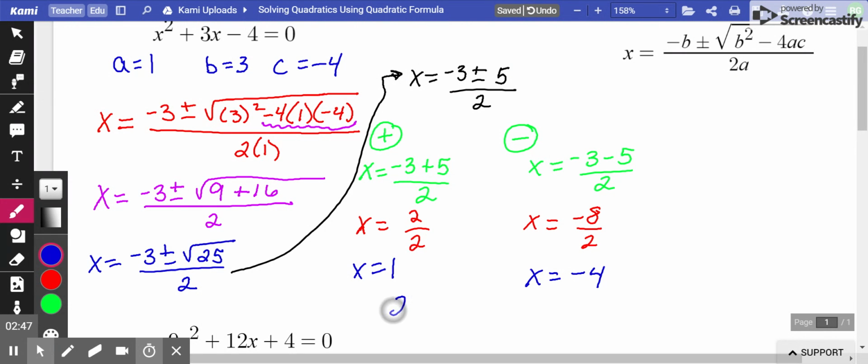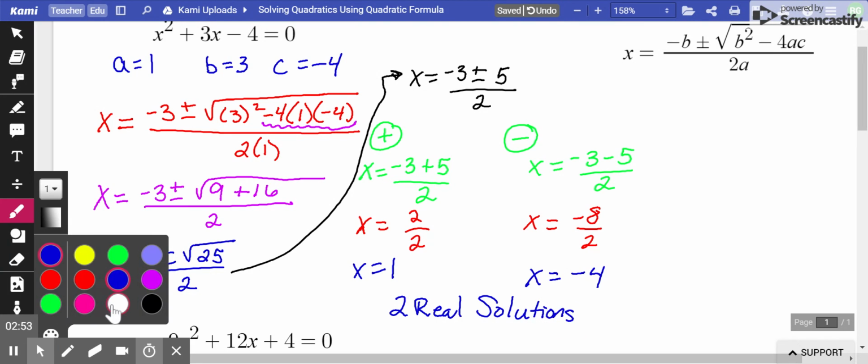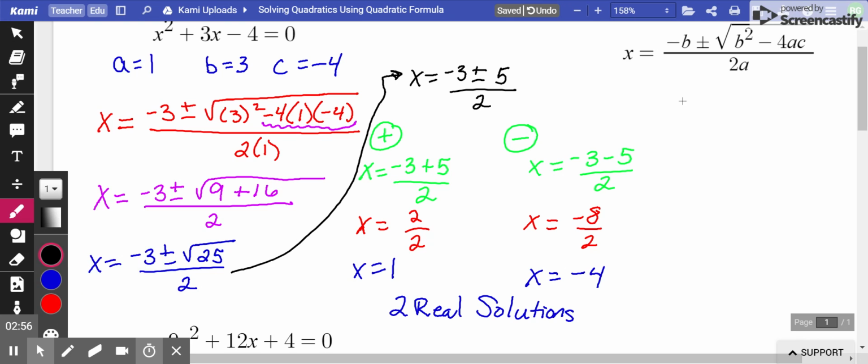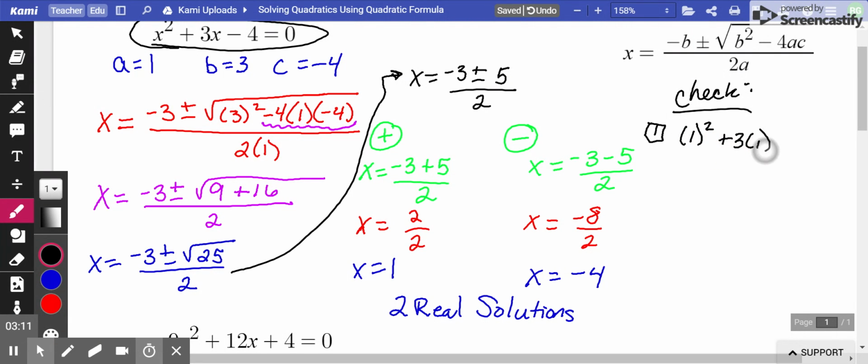So looking right now, it appears that we have two real solutions to this quadratic equation. You always have to check your answers. Remember, to check your answers, you go back to your original function and plug it in anytime there's an x. So let's check the 1 first. We plug that in for every x, we'd have 1 squared plus 3 times 1 minus 4 equals 0. And remember, with checking, you're checking to see if both sides are congruent.